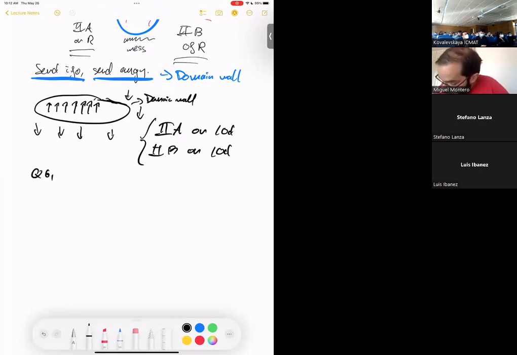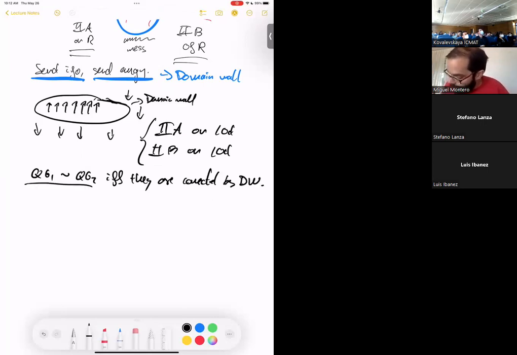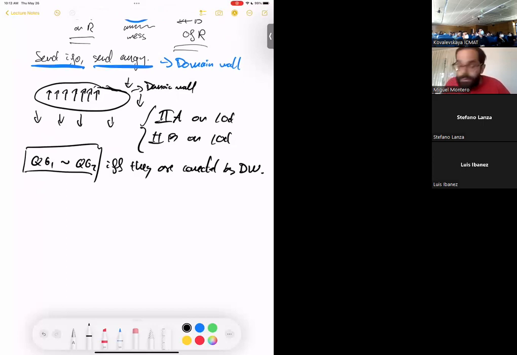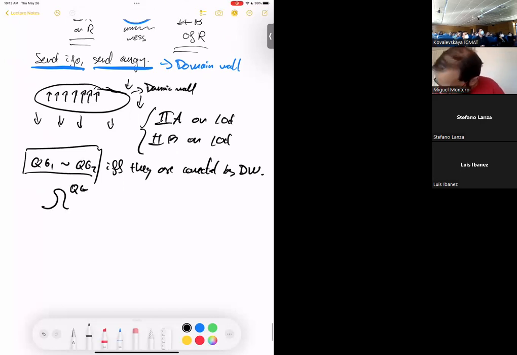One thing that we can say for sure is that we can define an equivalence relationship between quantum gravities. Quantum gravity one is equivalent to quantum gravity two if they are connected by a domain wall. And perhaps you see where this is going. There's a finite tension domain wall, which allows you to transmit information and energy. If you can do this, okay, then the two quantum gravities are equivalent, and the set of all possible configurations modulo this equivalence relation actually defines a Cobordism theory, okay?